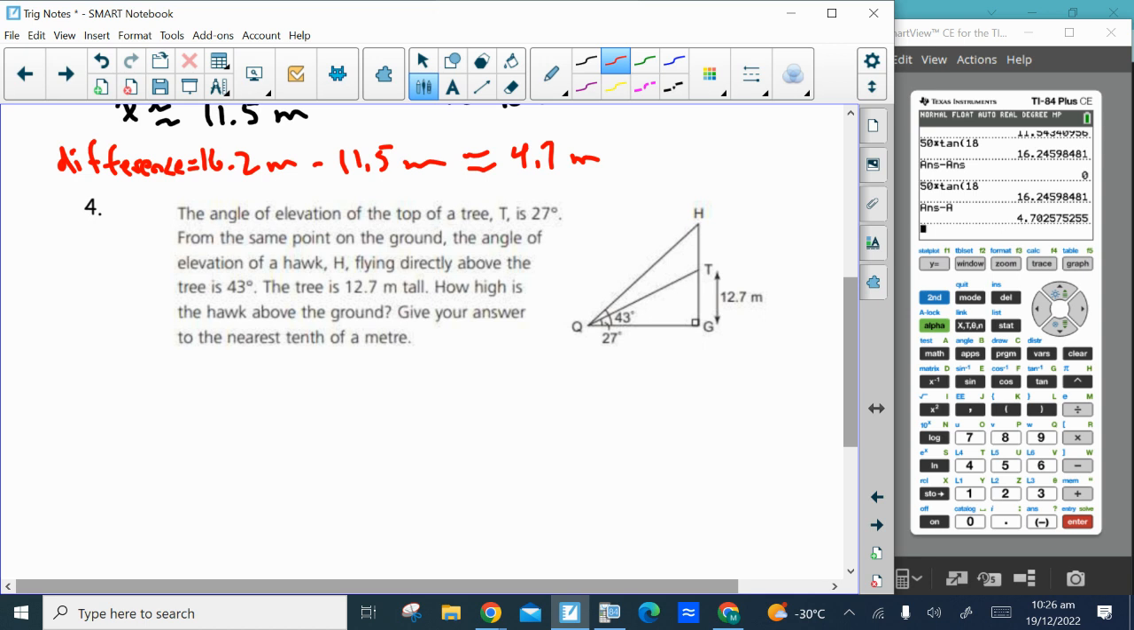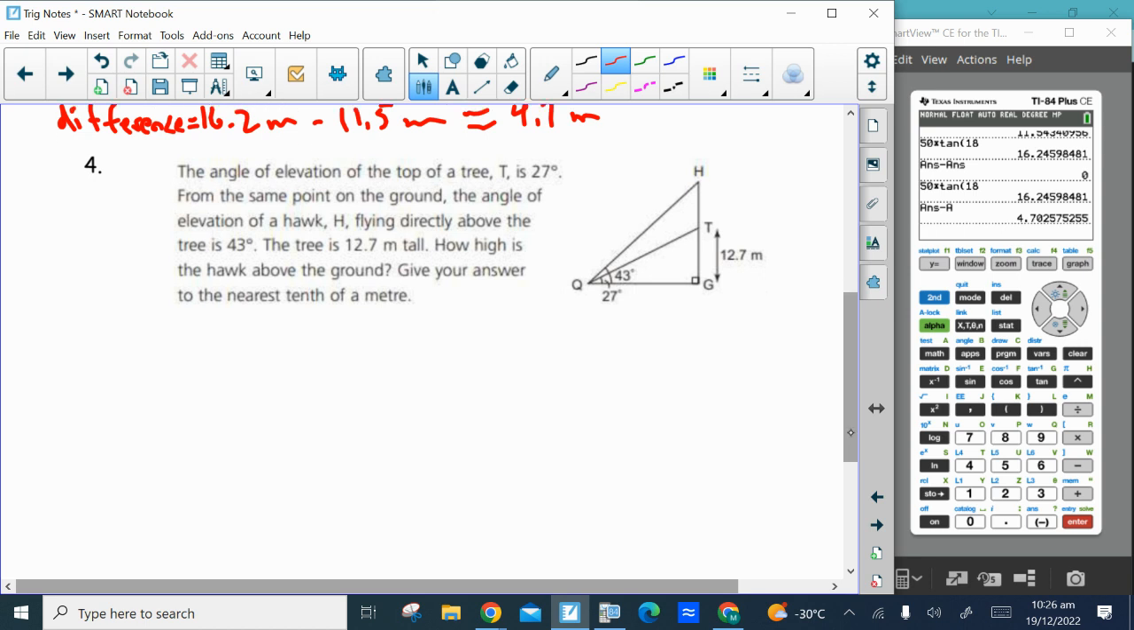So all the ones so far have been two different triangles. With number 4, though, it's one triangle inside of another. And we saw questions like this on Friday as well. The angle of elevation of the top of a tree T is 27 degrees. So that's in this diagram here. That's the smaller angle. From the same point on the ground, the angle of elevation of a hawk H flying directly above the tree is 43 degrees. So that's this larger angle. If the tree is 12.7 meters tall, how high is the hawk above the ground?